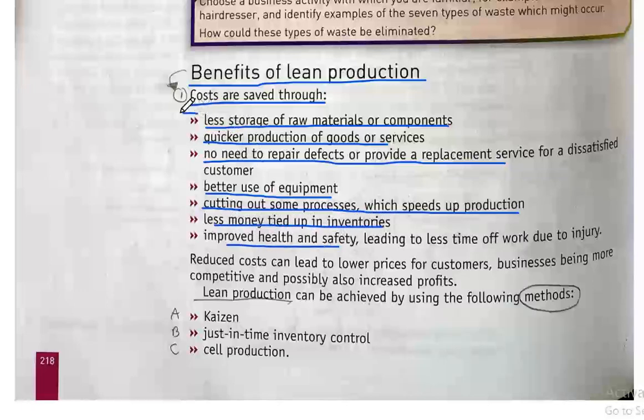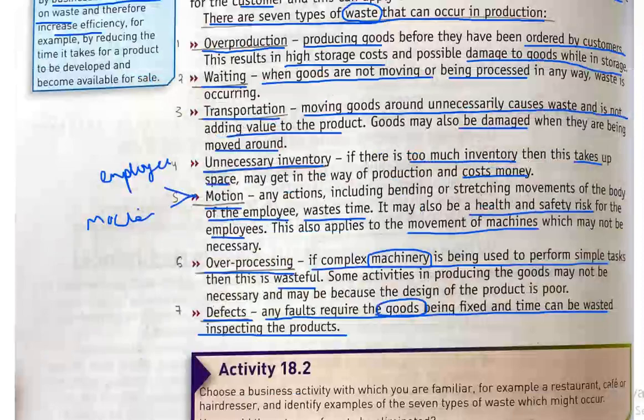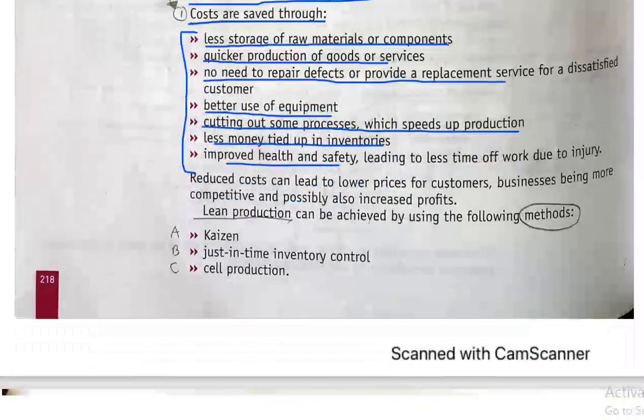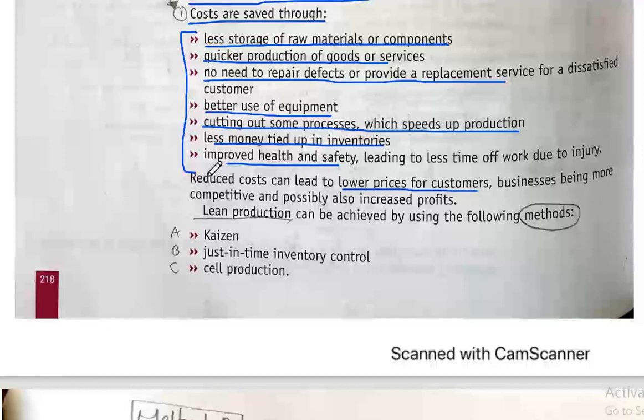So they are the benefits that I will get when I get rid of these wastes, and it's exactly the contrary of what we just said. These are the benefits. So reduced cost can lead to lower prices for customers. When I reduce cost, there is not a lot of cost for me as a factory, so definitely I will not add these costs to the price for the customer. So definitely after lean production, the prices of my products or goods are going to be lowered. The business is more competitive and possibly also has increased profit.